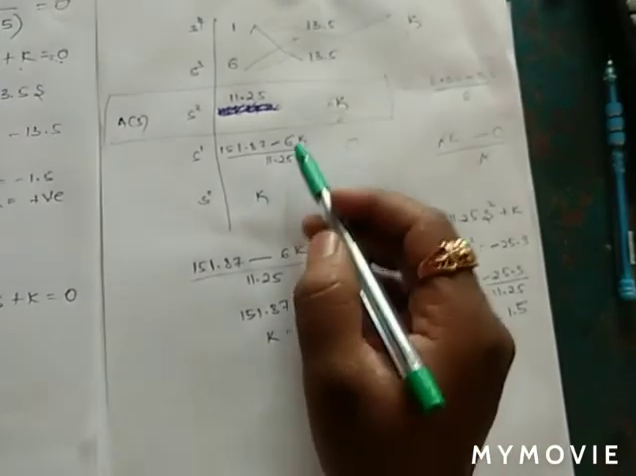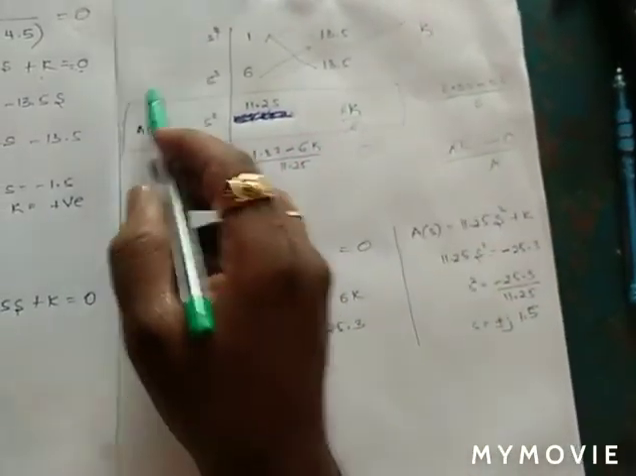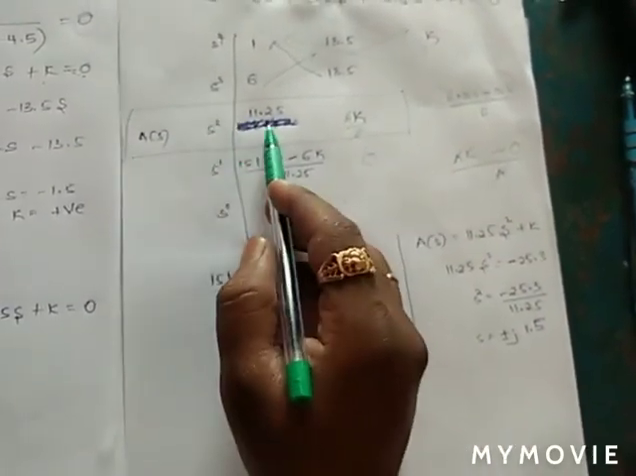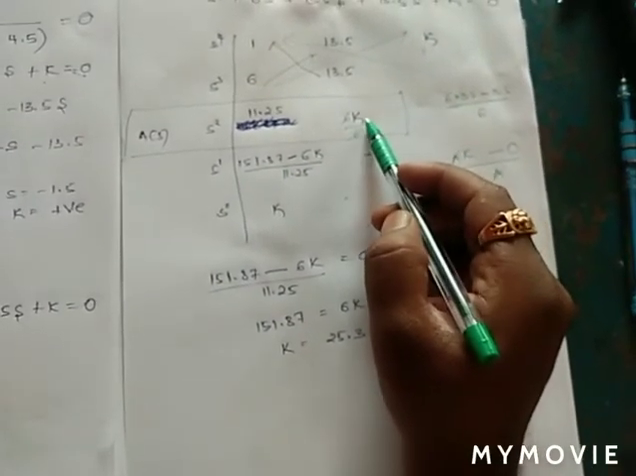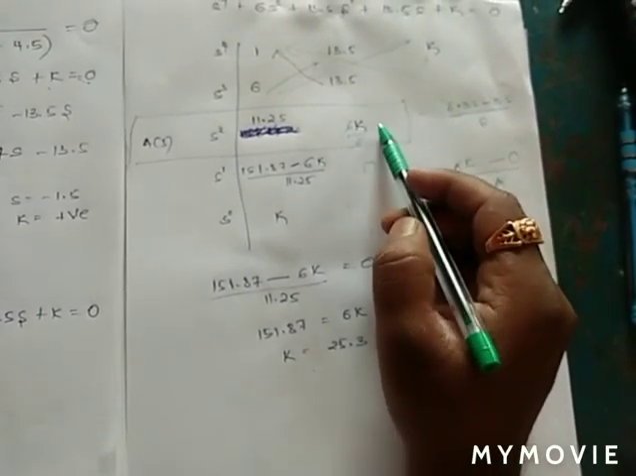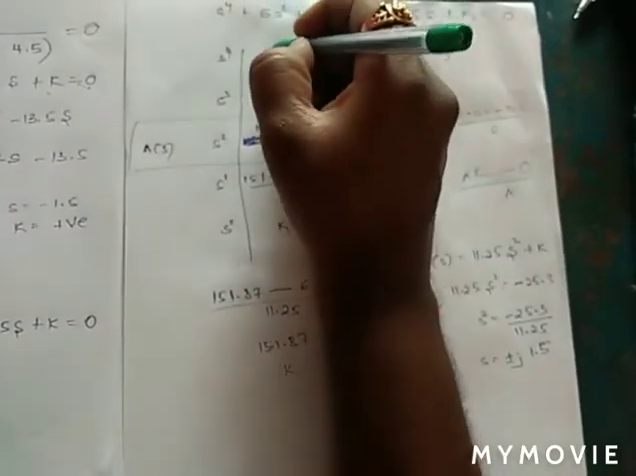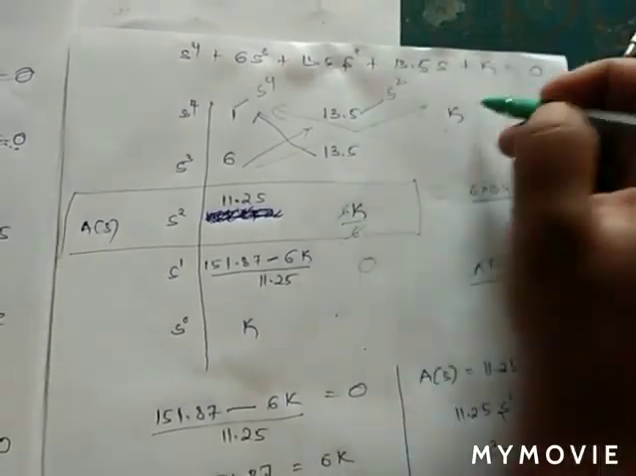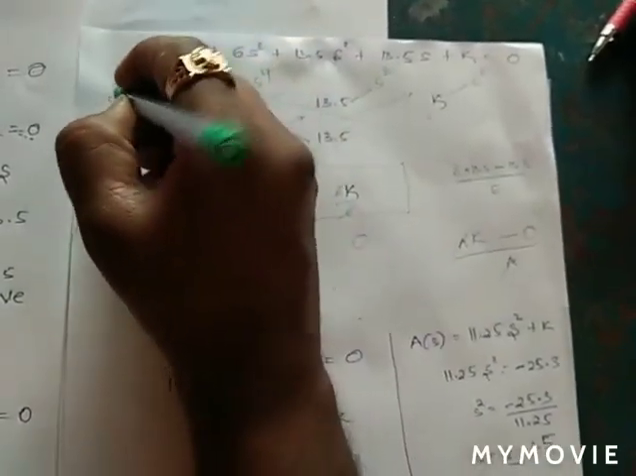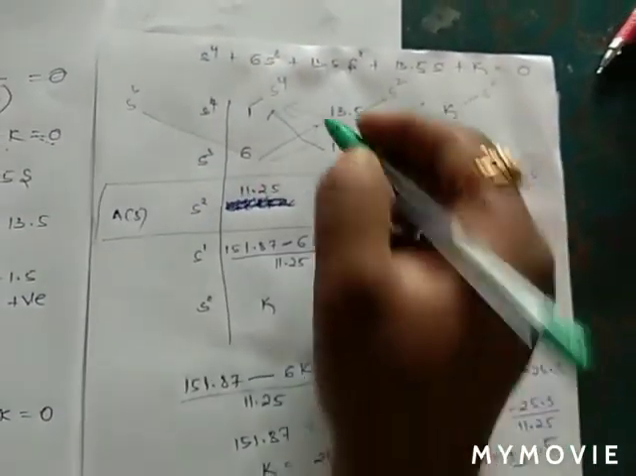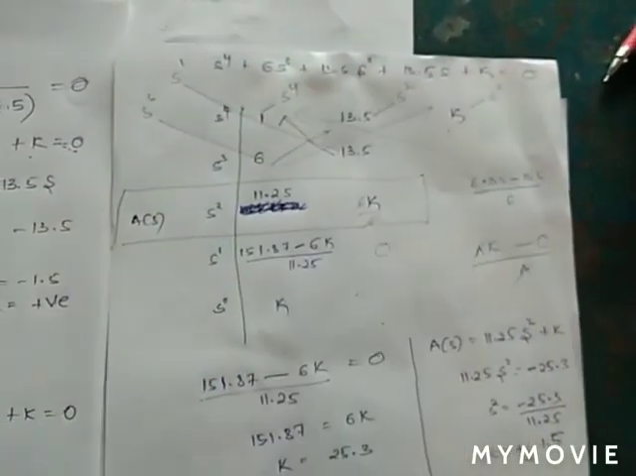Then above this unsolved equation we will have the auxiliary equation. Take that 11.25 s square. If here it is s square, then here it will be s raised to 0. For example, if here it is s raised to 4, then here it will be s raised to 2, and here s raised to 0. Similarly, if here s cube is there, then here it will be s raised to 1.